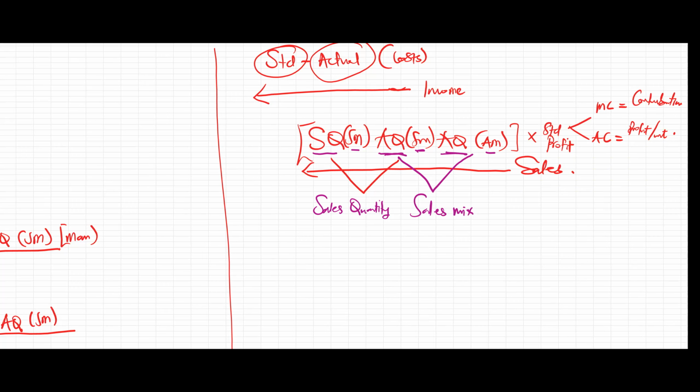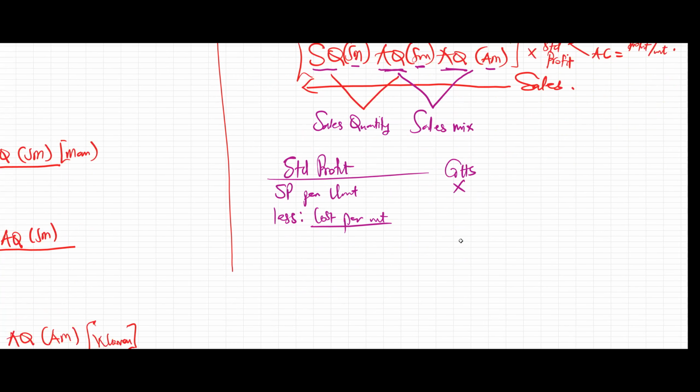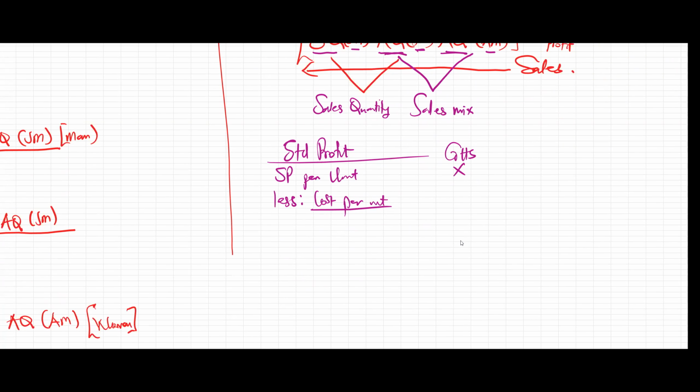So, how do we get this standard profit that we are talking about? Standard profit is our normal way. What you need is definitely your selling price per unit all the time. All the time in your exam, there's a way that you have to calculate OAR. So, you get your selling price per unit, then you less your cost per unit. And this cost per unit, let me do absorption costing here and then do marginal costing here.